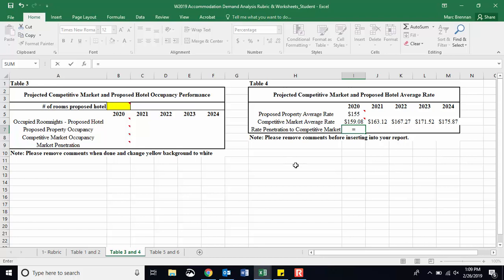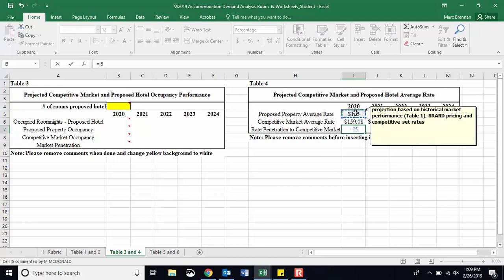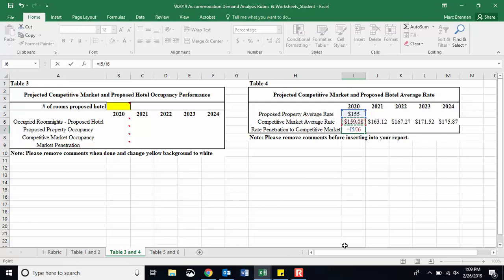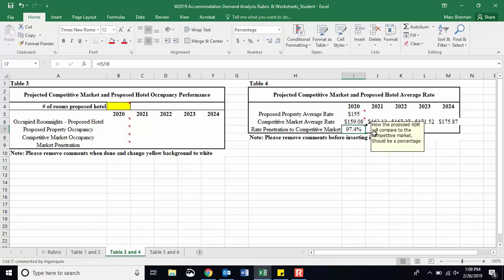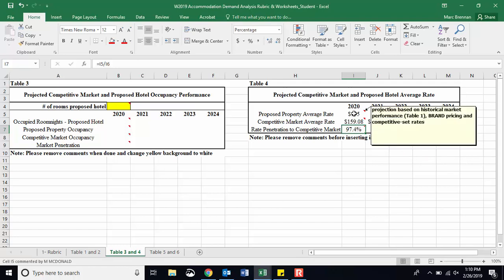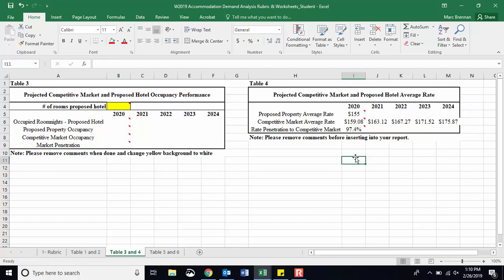The rate penetration, or the market penetration, is simply going to be the proposed rate for the property divided by the competitive rate. And that should give you a percent. So you believe that you'll be at about 97.4% of the average. Okay? And that's a pretty good place. Anything over 100% means that you're above the average for the competition. Anything below means that you're below the average for the competition.